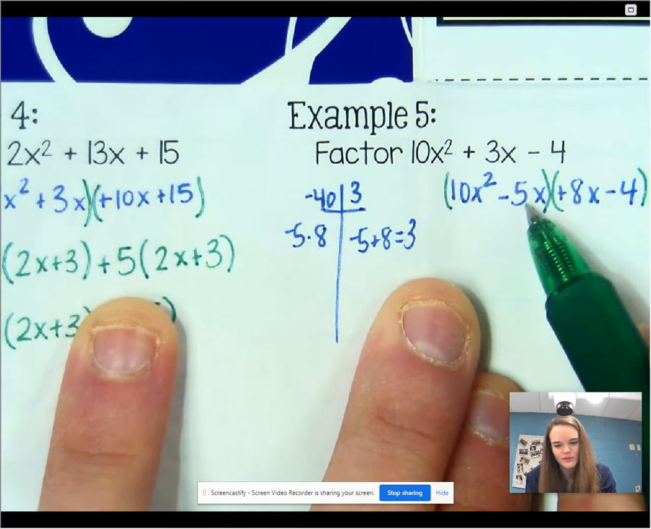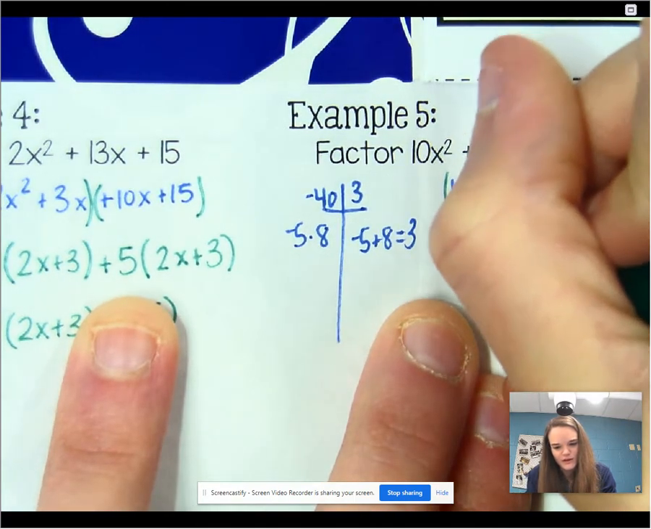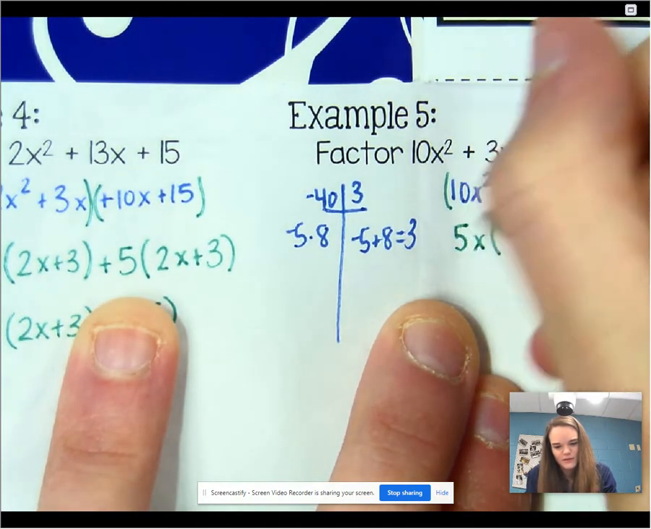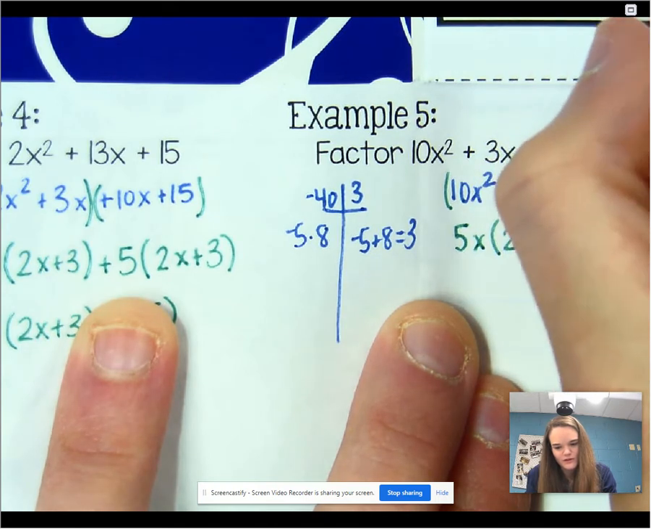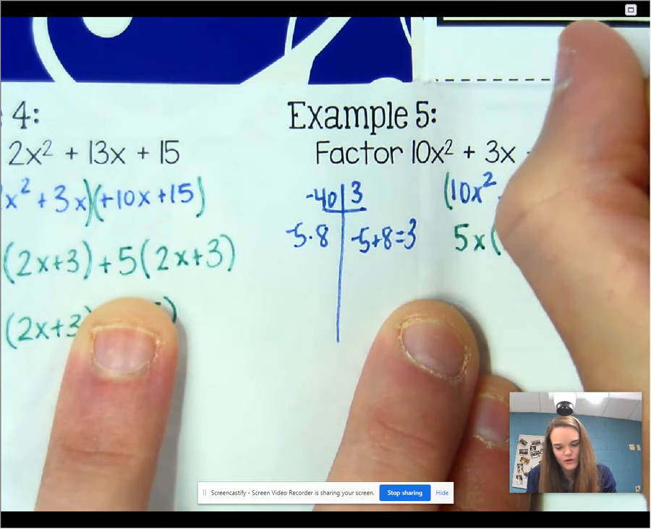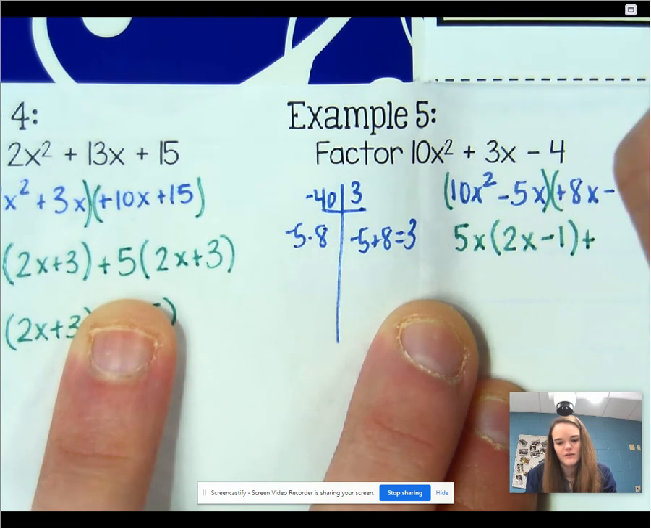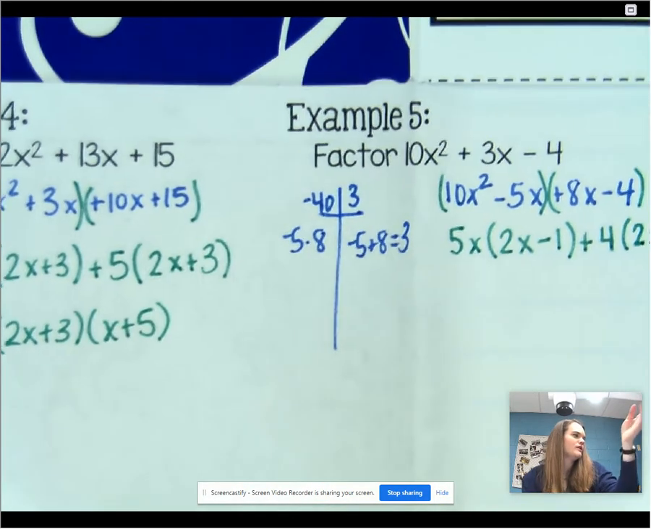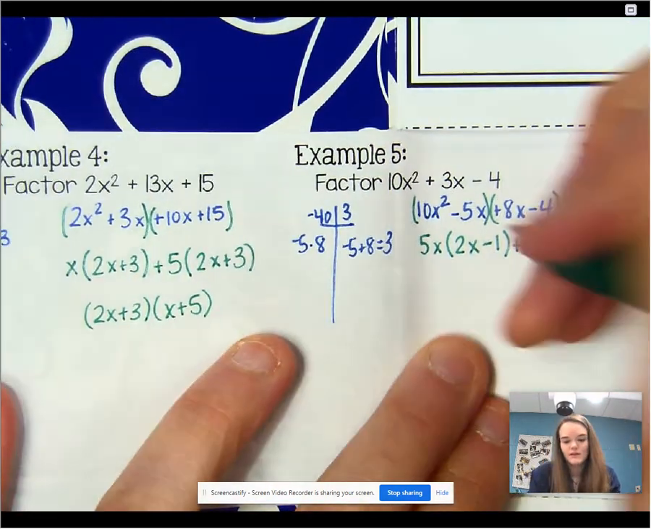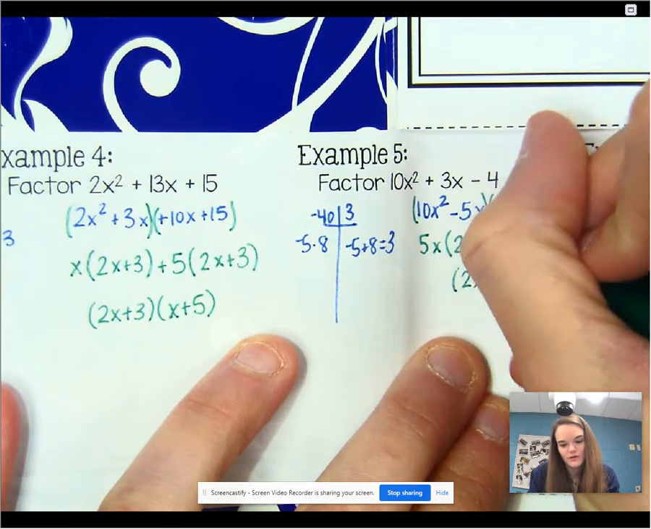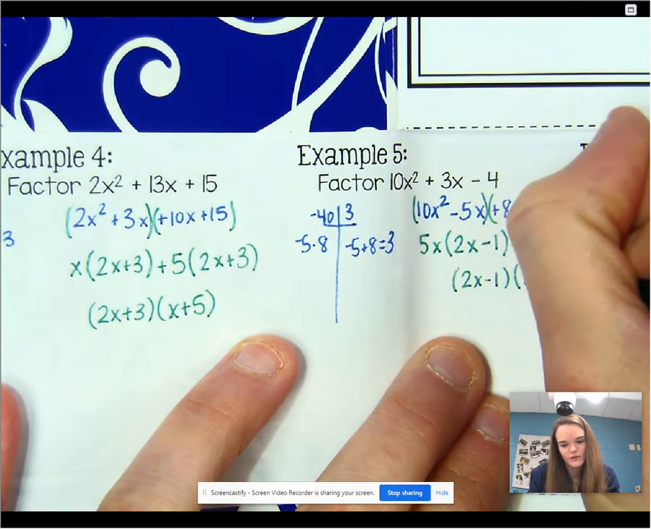Can I take out a number between 10 and 5? Yes, that's 5. And an x. 10 divided by 5 is 2, and we have an x left. 5x divided by 5x is just 1, but we do have to put the 1. Plus 8 and 4, we can take a 4 out. 8 divided by 4 is 2x. 4 divided by 4 is 1, but remember I have to put it anyway. I'm going to zoom out, you can't see that. Now, 2x minus 1, 5x plus 4.